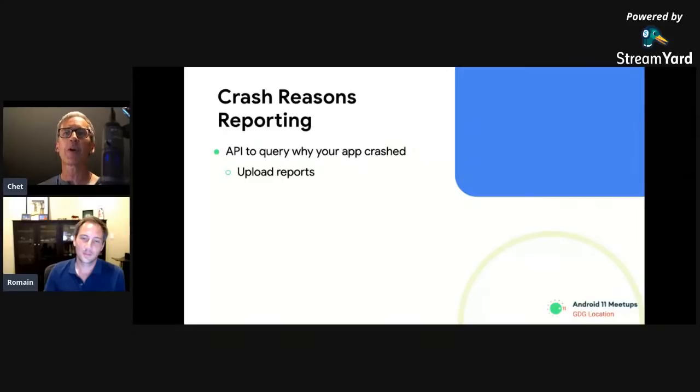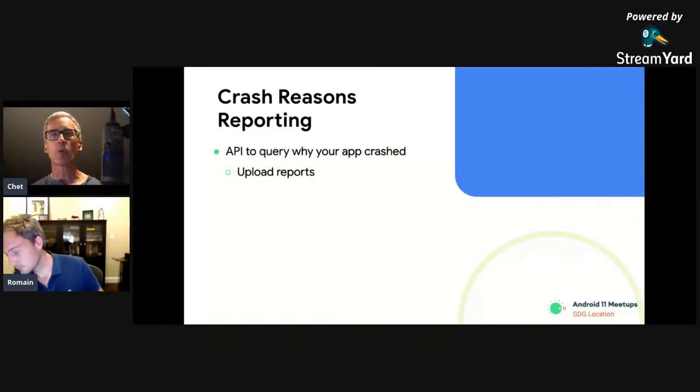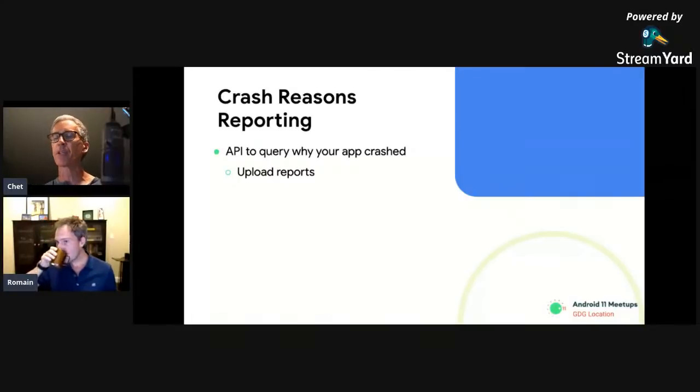Another way that we're helping is through crash reasons reporting. One of the hardest things to do in debugging and fixing your problems is finding out why they crashed in the real world, right? We all have a set of devices, emulators and hardware devices that we use, and we have this host device, and we have apps installed, and we try to mimic a real environment, but there is no way that you can mimic the real environment everywhere in the universe of all these different kinds of device setups and people with different apps installed and different memory configurations.